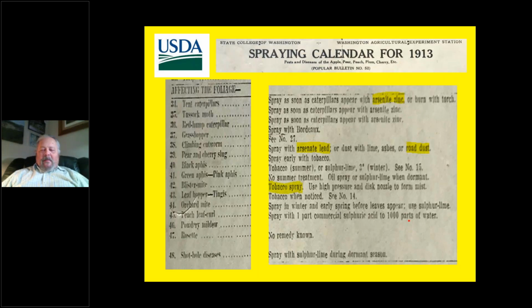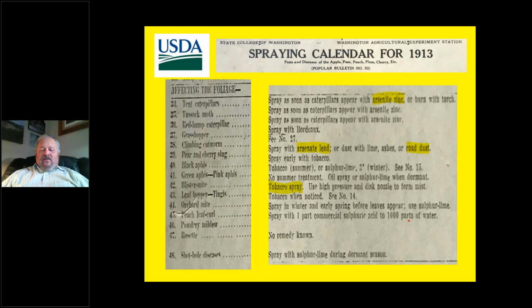And it talks about, in the right-hand block, certain tools and things that you might use for some of these pests. And of course, it references things like zinc arsenite, lead arsenate, lime, ashes, road dust, tobacco spray, sulfur, and so on, because at that time, these were some of the emerging tools that were available.